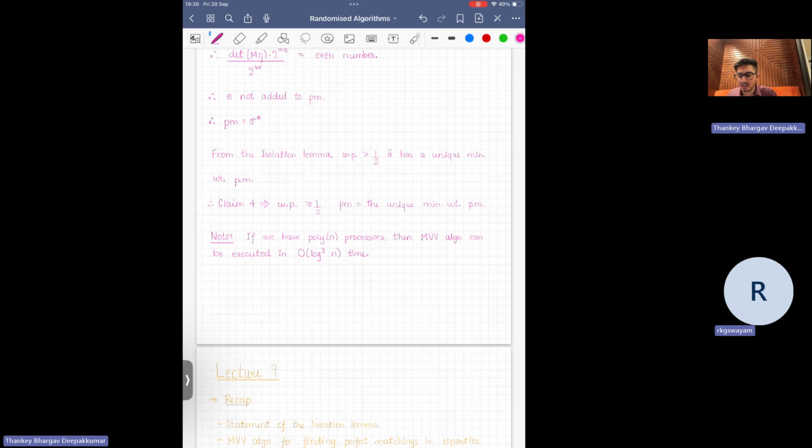So we don't believe that everything has a parallel algorithm. In particular, we don't believe that linear programming has a parallel algorithm. But perfect matching does have a parallel algorithm. A randomized parallel algorithm, but still.